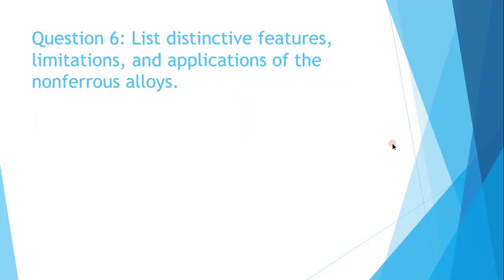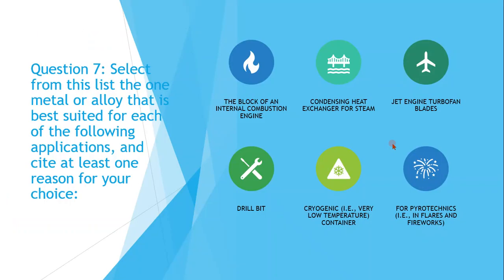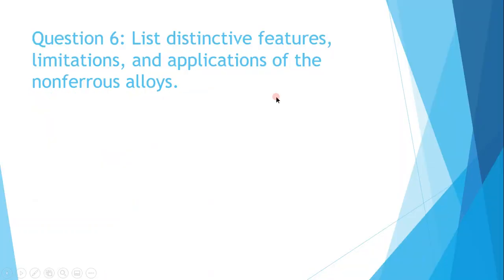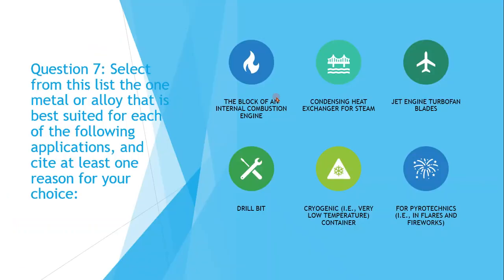So question 6, so because of this electrical conductivity we do have to refer to other metals which aren't as cheap. So list distinctive features, limitations, and applications of the non-ferrous alloys. We didn't go through them, but this is just some extra information for you. Oh, and I didn't write it down. Because we're going to do that, I remember that, because I was going to do this in the next, and I just forgot to delete the slide. Don't worry, I'll do a video on this.